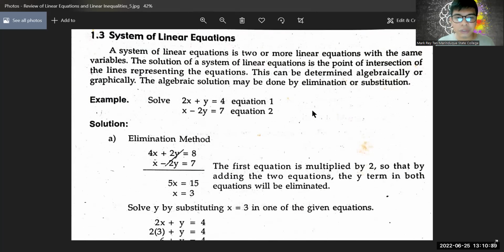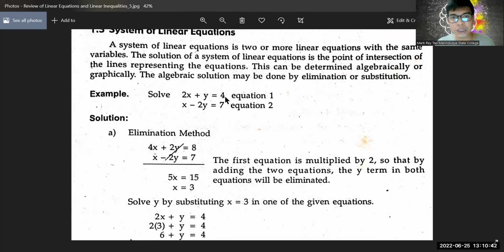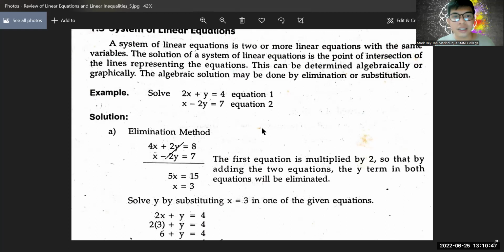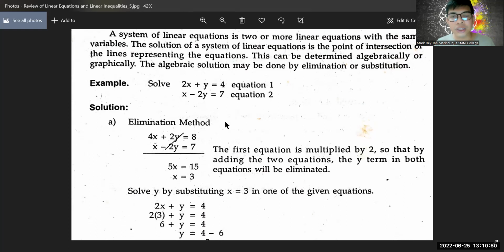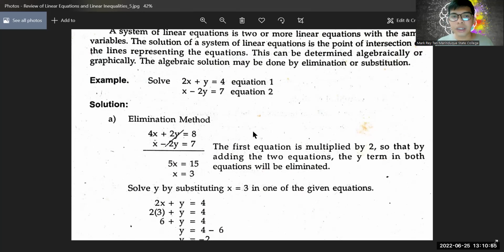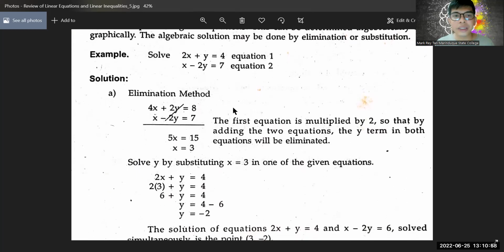Ayan. So we have here an example. 2x plus y equals 4 yung equation 1 natin. And then equation 2 is x minus 2y equals 7. Ayan. So for this example, we're going to solve it by elimination method. Ayan. So paano ba yung elimination method? Ayan. So as you see in this example, ini-eliminate natin yung isang variable. In this case kasi, since 2y tsaka negative 2y, so mas madali siyang ma-eliminate. Diba? Ayan. So, dito sa example natin, basahin ko lang.